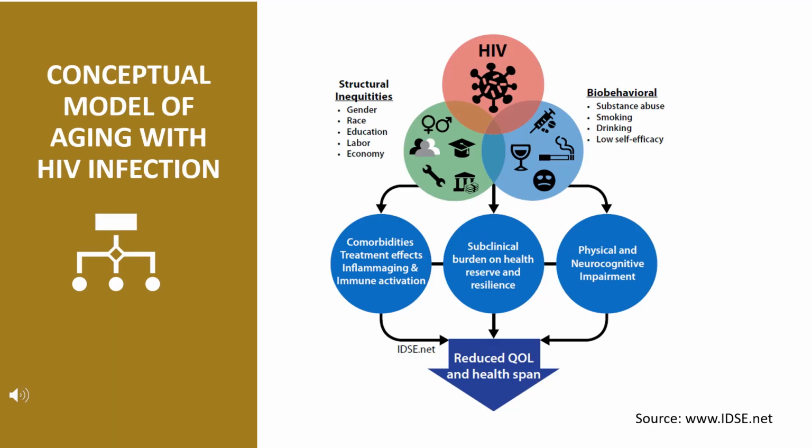This conceptual model of aging with HIV infection depicts how the combination of structural, behavioral, and direct HIV-related effects contribute to reduced quality of life and healthy lifespan. According to this model, structural inequities such as gender, race, education, and employment, plus biobehavioral factors such as alcohol and substance abuse, smoking, and low self-efficacy, combine with a chronic inflammatory state caused by HIV to drive ongoing immune activation, low resilience, and physical and neurocognitive impairment.